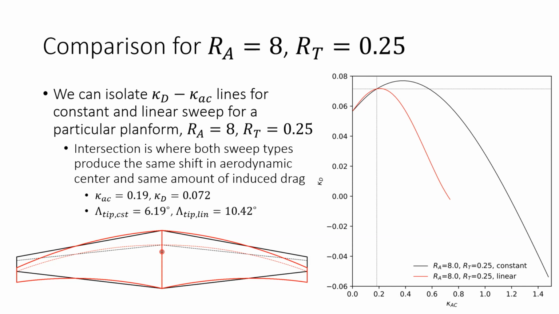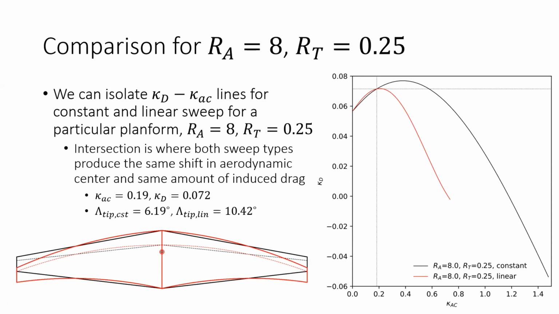And so at that point, you have two wings, I drew them here on the left, that have the same aerodynamic center position and the same induced drag. So aerodynamically, these wings are identical pretty much. But you see that the tip sweep angles are different because, like I said, effectively a linear swept wing is less swept than a constant swept wing.